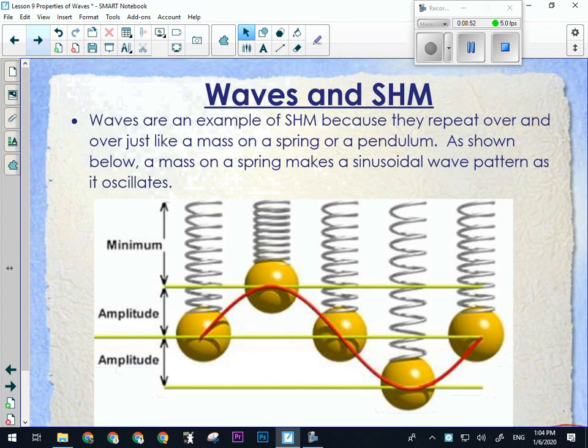All right. So like we said, waves are an example of simple harmonic motion because they repeat over and over, just like a mass on a spring or a pendulum does. So it's shown below. If I have a mass on a spring that's oscillating, and I showed you that video of the oscillating spray paint can, it makes a wave pattern. So any simple harmonic motion is going to make a sinusoidal or transverse wave type pattern.